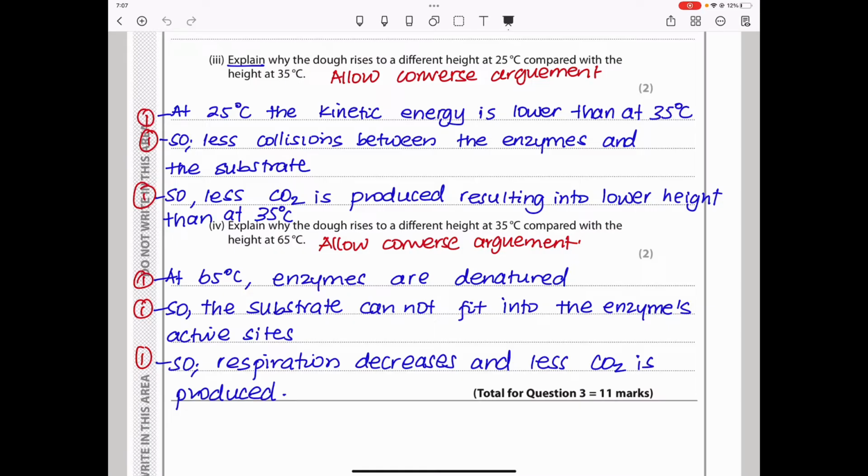So here I say at 65 degrees, enzymes are denatured, so the substrate cannot fit into the enzyme's active sites. Remember, denaturation causes the enzyme active sites to be deformed or changed, so respiration decreases and less CO2 is produced, so there will be less increase in the height. This brings us to the end of question 3. Let's move on to question 4.